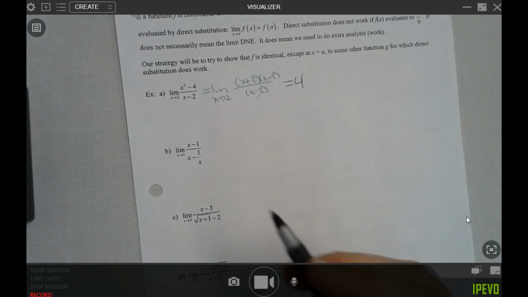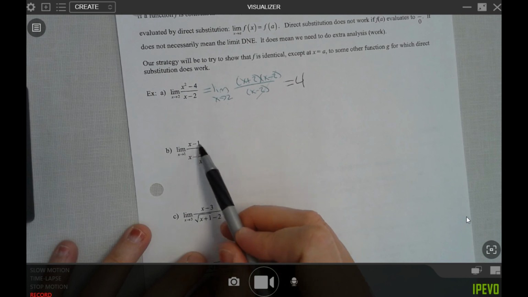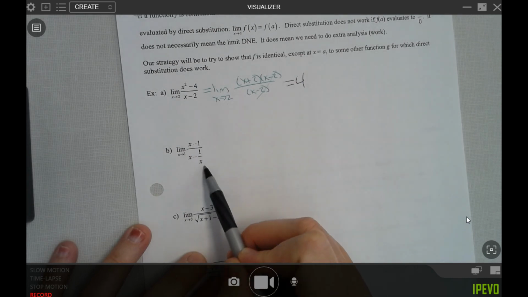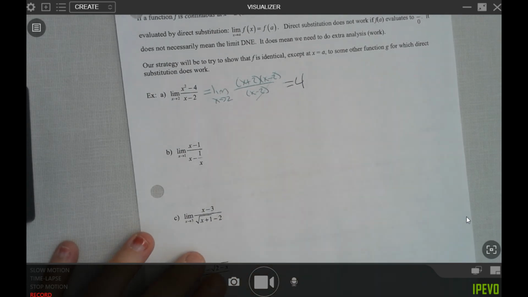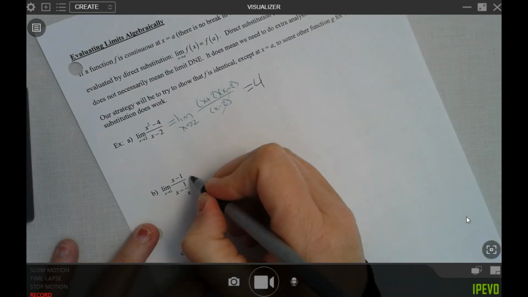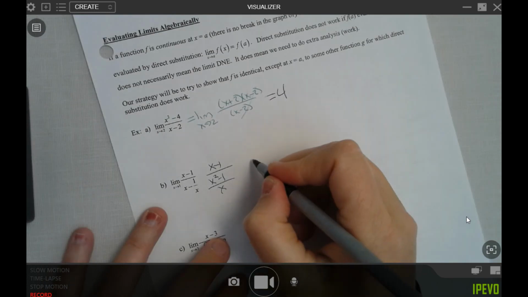When I plug in this one here, I get 1 minus 1, so 0 over 0 again. 0 over 0 means I have to try to simplify. So let me just do the math. I'm not going to keep writing limit, but technically, you should continue to write limit. So let's multiply this by x, common denominator. I'm going to flip the bottom and multiply it.